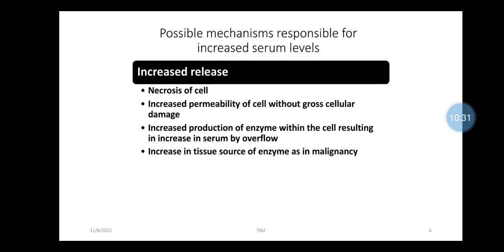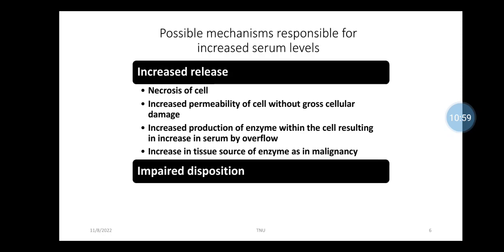So now the tissue source, the cell, is the source of the enzyme. If the cellular population increases, the tissue becomes larger and abnormal in size because of the increase in the cellular population which occurs during malignancy. So in that condition also we get an increased amount of enzyme in the serum.